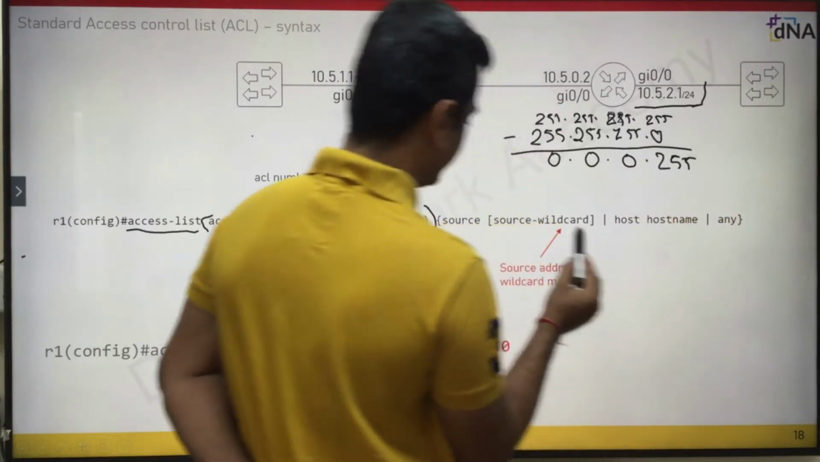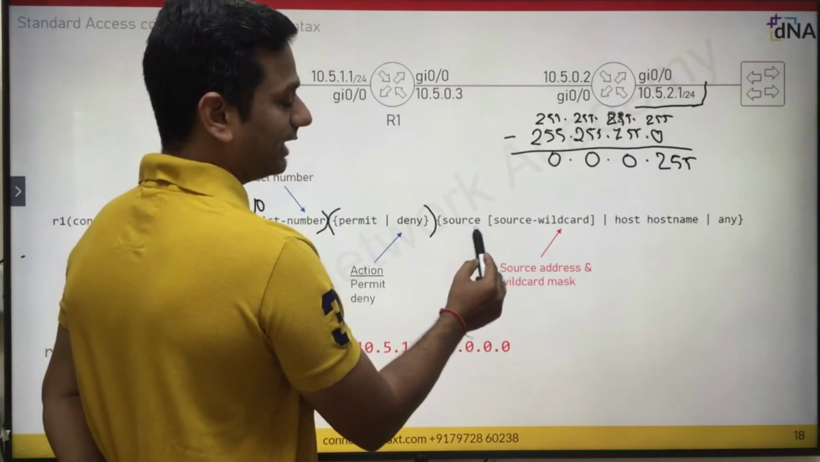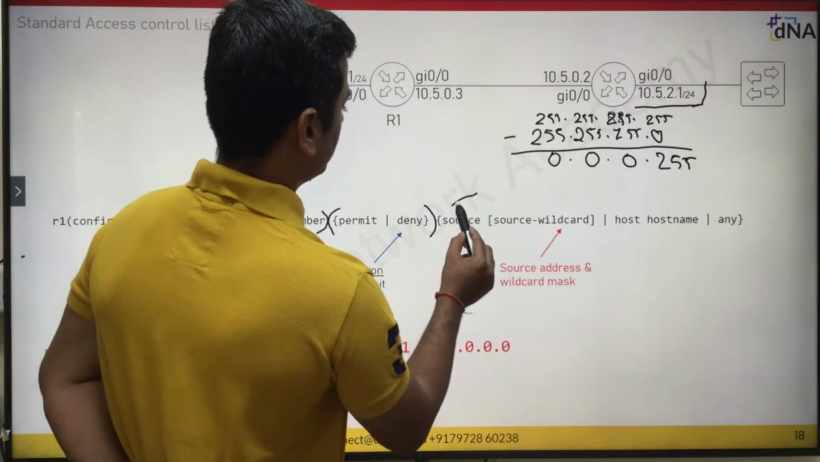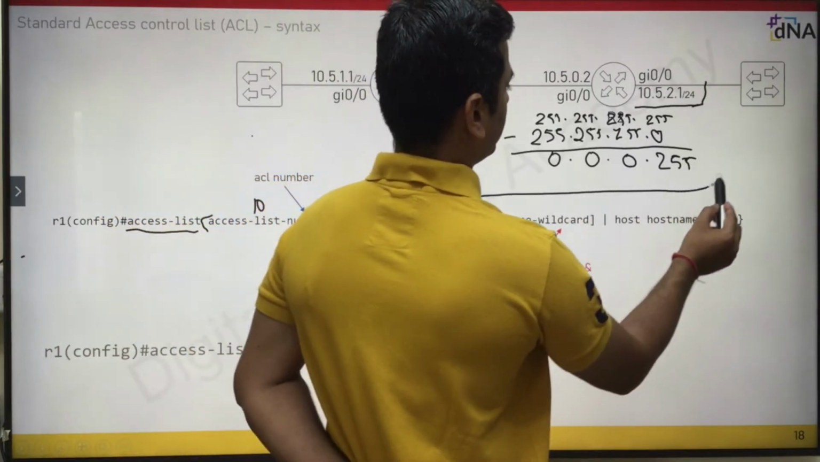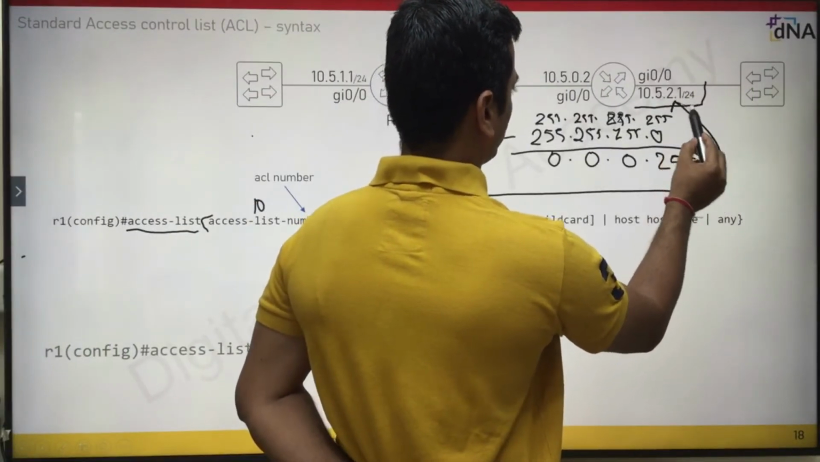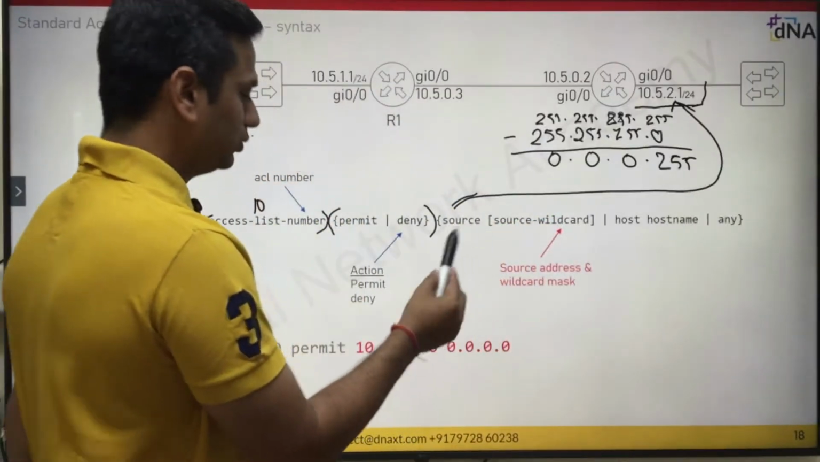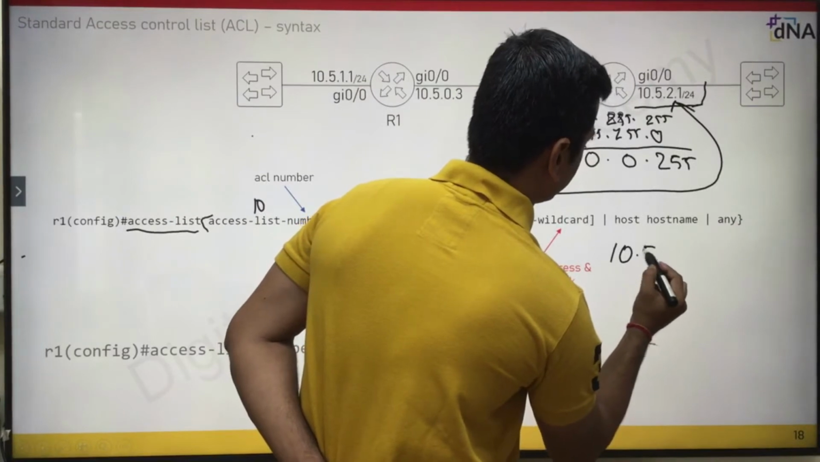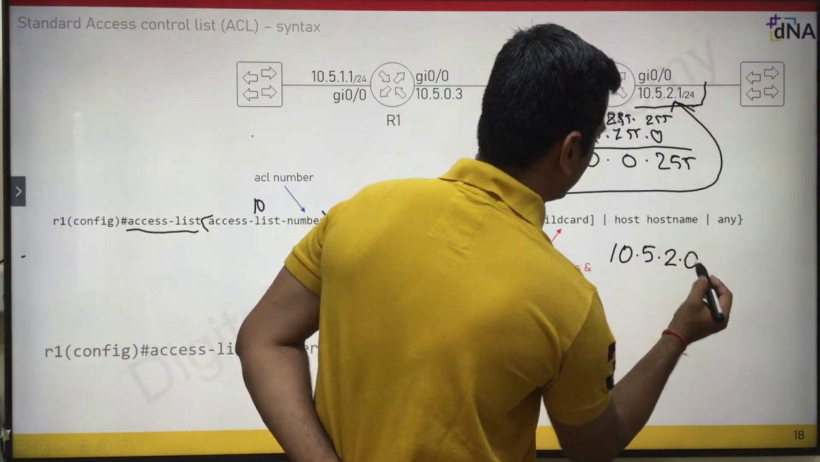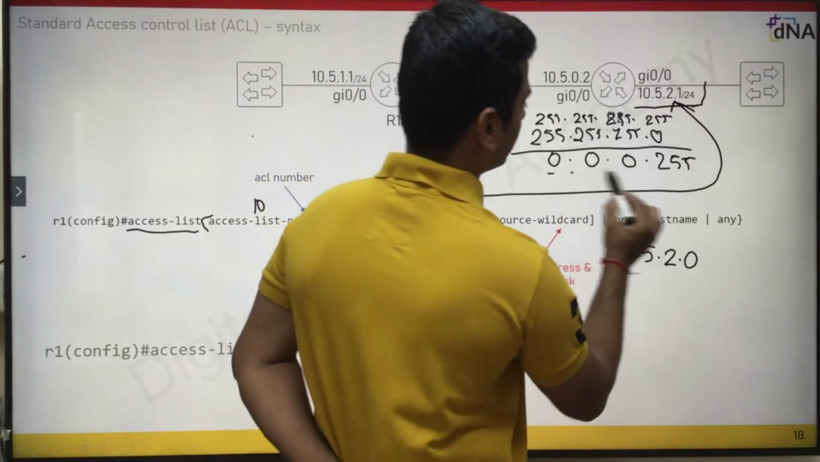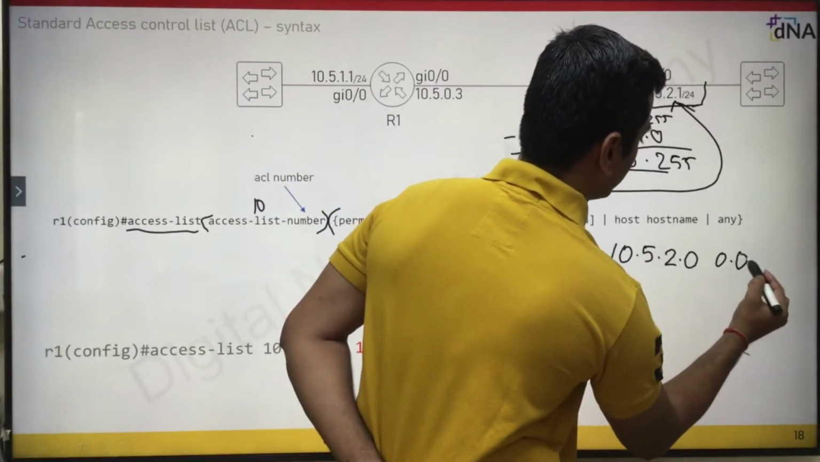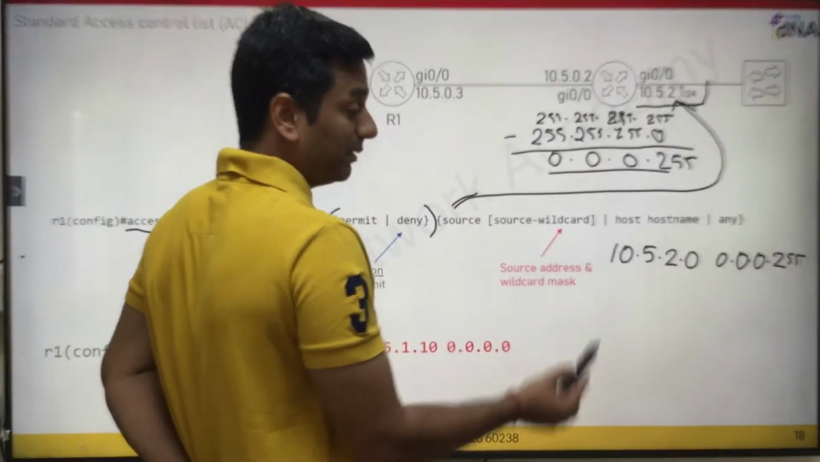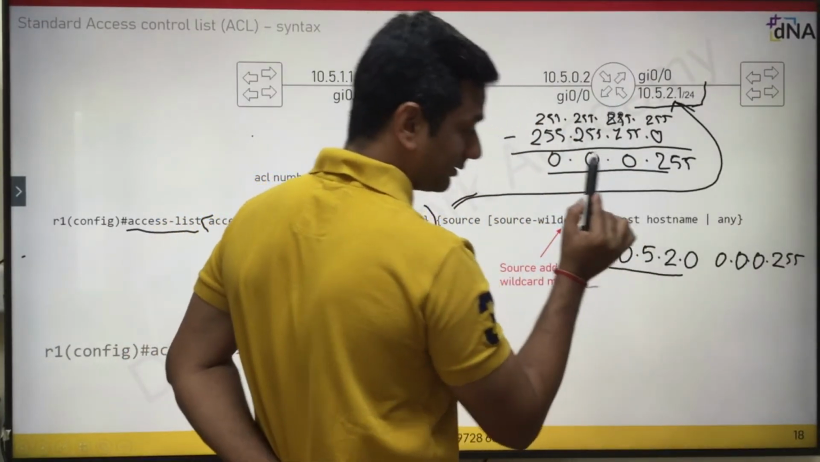Now guys, consider source address and source wildcard mask. If you would like to mention this subnet as a source subnet, how will you do it? You will do it like this: 10.5.2.0 and wildcard mask 0.0.0.255, which means match the entire network.